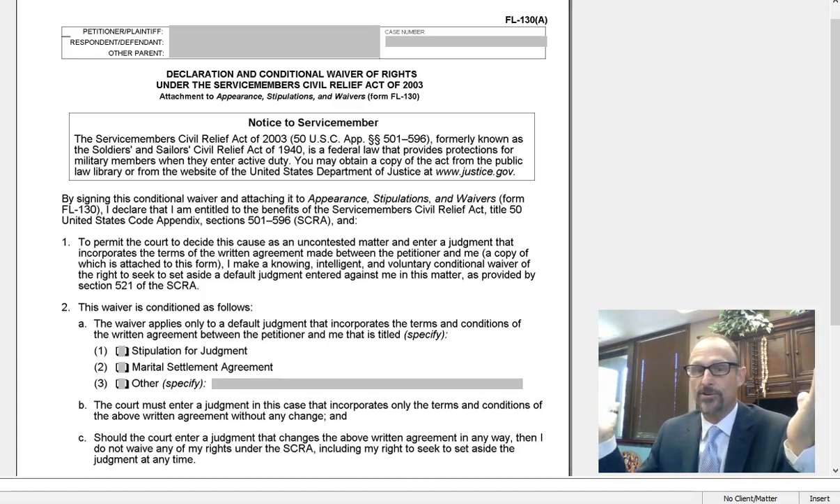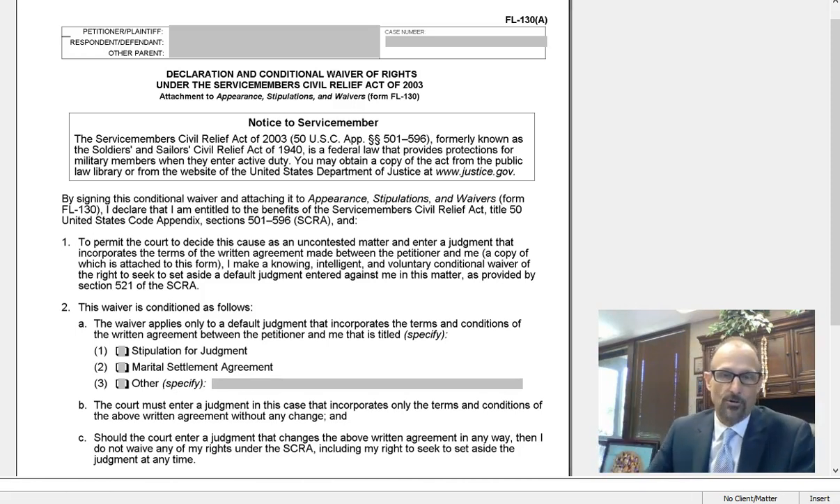I've been doing this for 20 years. I don't know what that other might be. So it's either a stipulation for judgment or, not likely so, a marital settlement agreement. Whichever one that is, mark the box and move on.